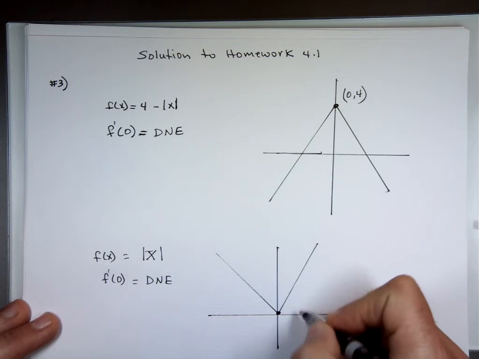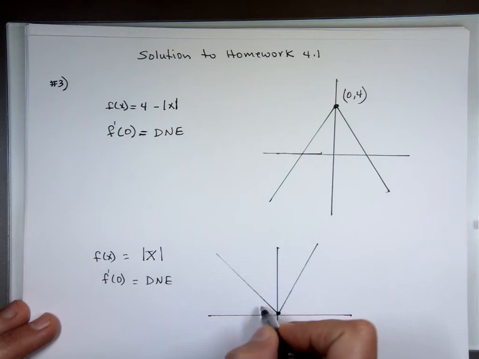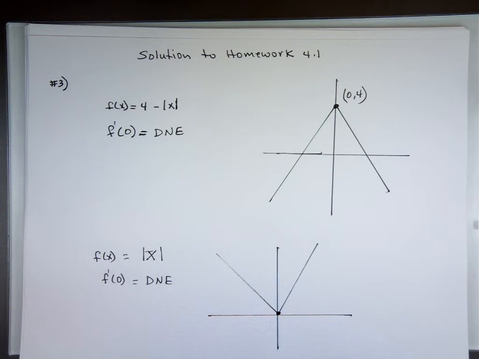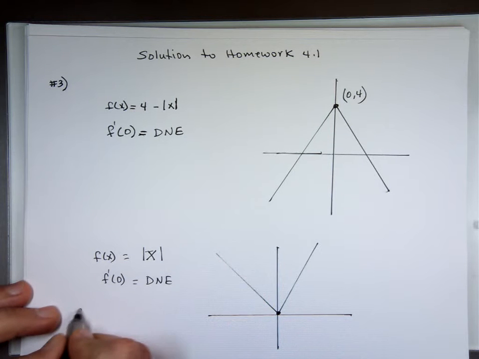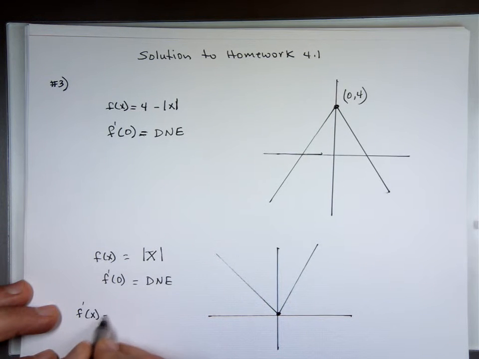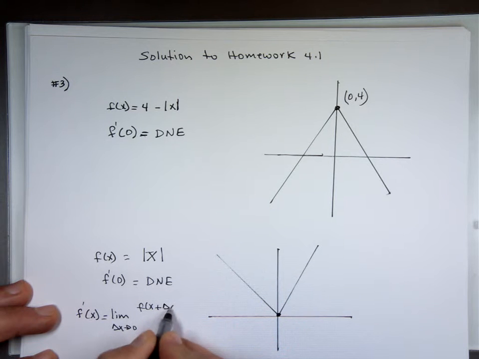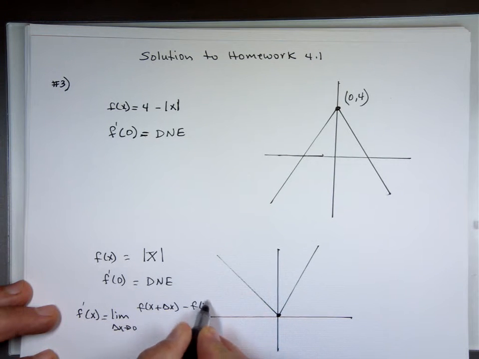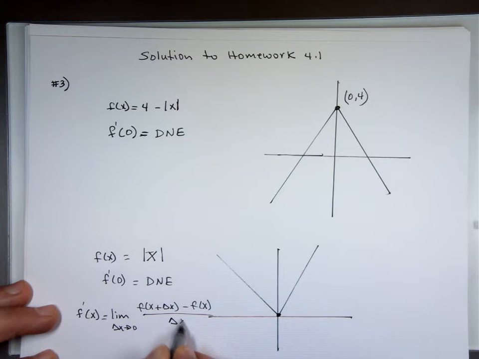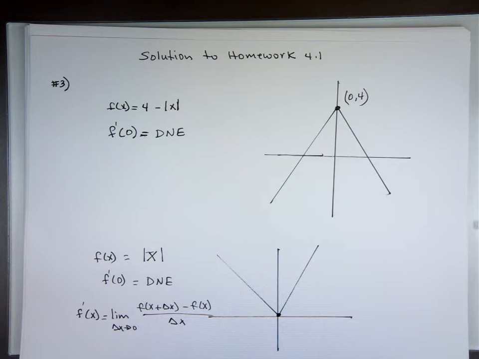The derivative at 1, it's fine. The derivative at 2 is fine. The derivative at negative 1 is fine, but not at 0. And again, you go, why not? Because the definition of derivative is the limit as delta x approaches 0 of f of x plus delta x minus f of x over delta x. So when the limit from the left side does not equal the limit from the right side, you have no limit at 0, which means you have no derivative.